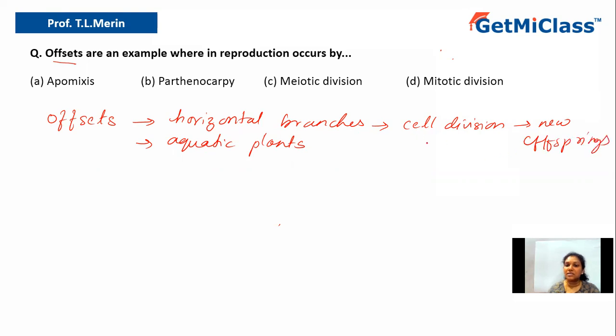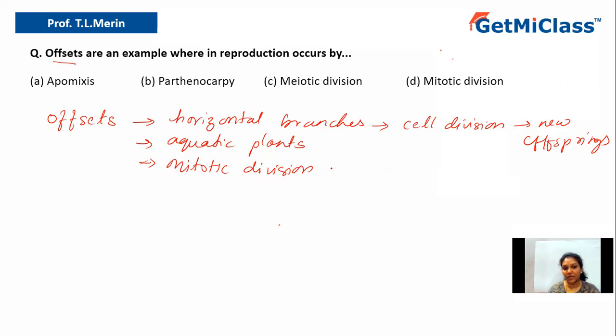Now this cell division is a kind of equational division, or you can say it is mitotic division. You can also call it somatic division. Why? Because this happens in the vegetative cells or the somatic cells of the branches, right? Because branches are all made up of somatic cells. And hence the division is also called somatic division or mitotic division.